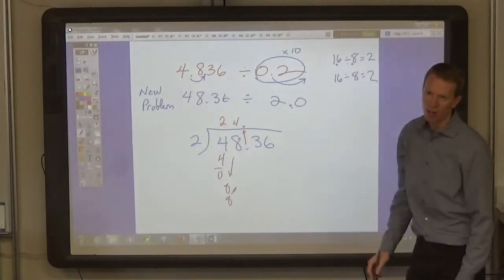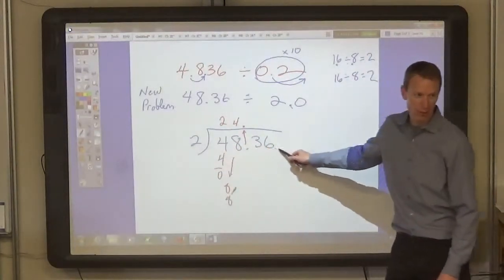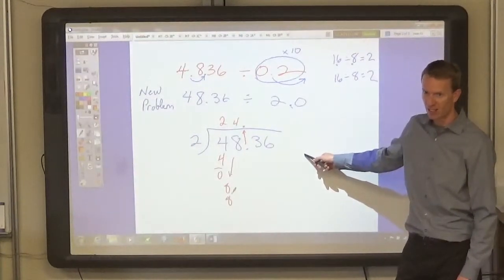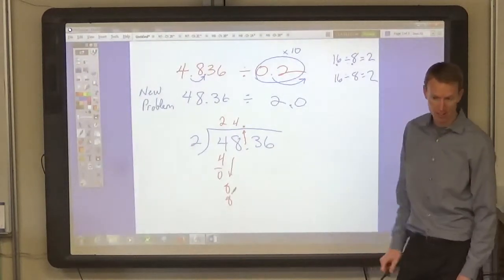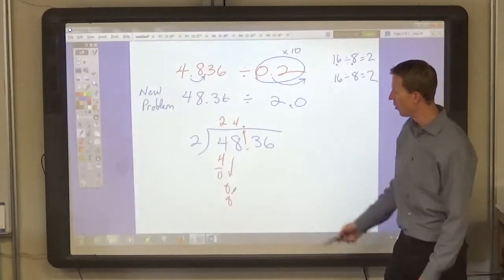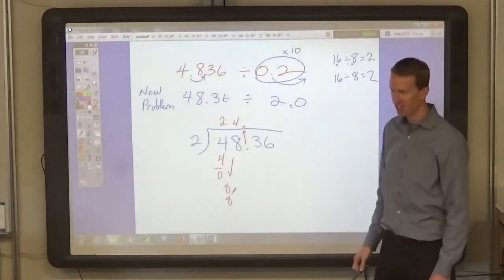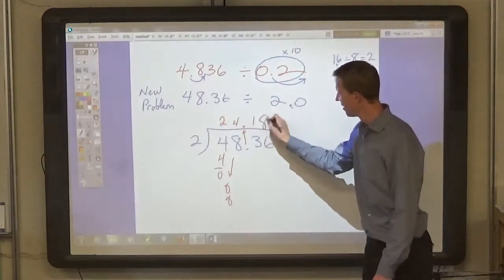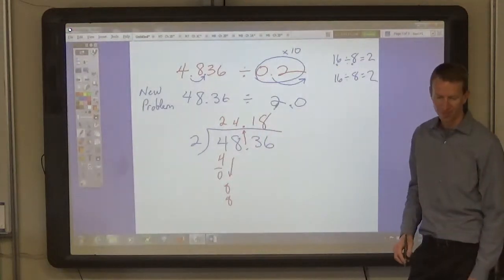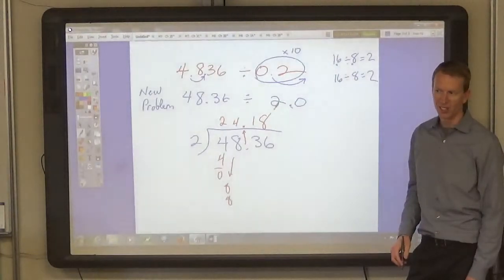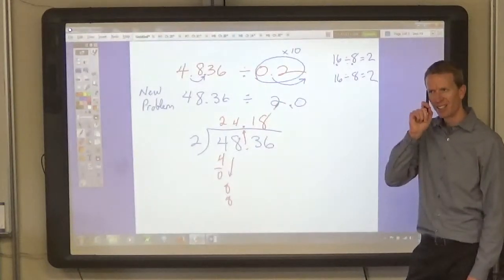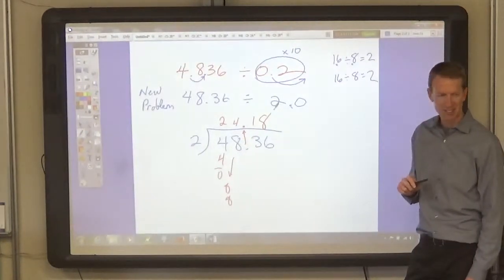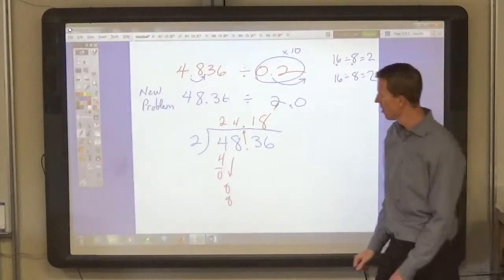Now, you could go through all that, or whenever you're dividing something by 2, if you cut this number in half, you get the answer. You know that? Dividing by 2 is half of it. So what's half of these numbers? 24.18. And sometimes that's easier to just figure out. If dividing by 2, that's half of it, and if you can half it, then you can find the answer. Or you can do it this way.